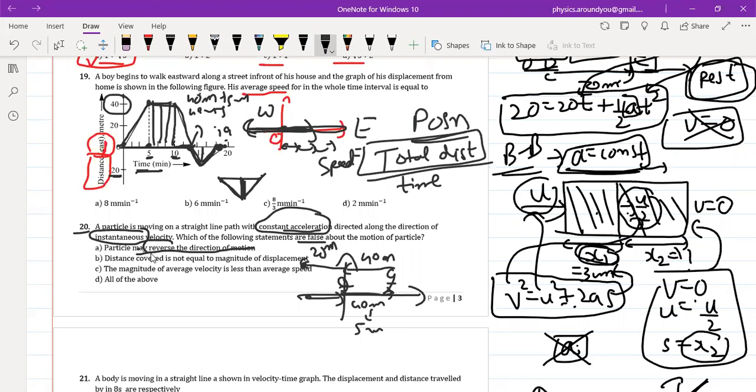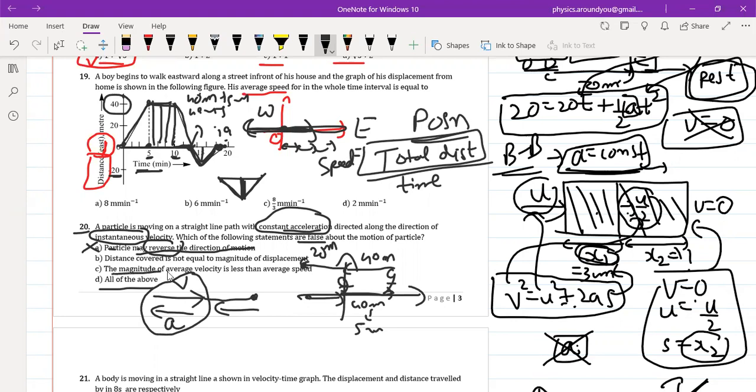The particle will reverse the direction. Imagine, when will you reverse the direction? Only if you are running with some speed v, slam the brakes hard, acceleration in the other direction, slowly you'll come to rest, and then take your car back, right? Only when velocity and acceleration are opposite in directions, then there's a possibility of particle reversing the direction of motion. So definitely the particle won't reverse the direction of motion. So first one is false. Should we stop? No, because there is all of the above also. We need to check at least one more option before driving to the conclusion.